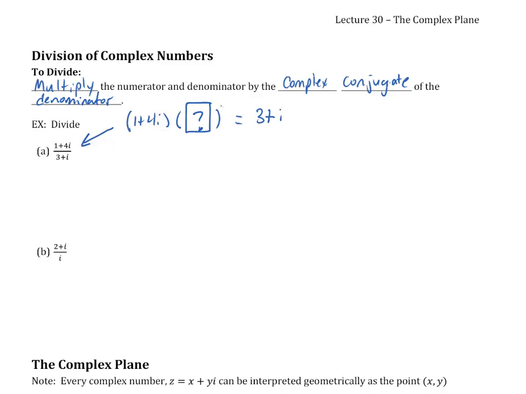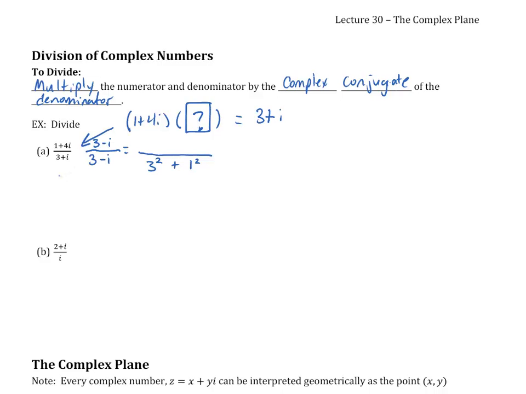I think once you see it worked out, you'll see why we can get the answer once we go through this process. So what is the conjugate of the denominator? It's 3 minus i, and 3 minus i on top. So multiplying out on top and bottom. Remember, on bottom, you're going to get 3 squared plus 1 squared.